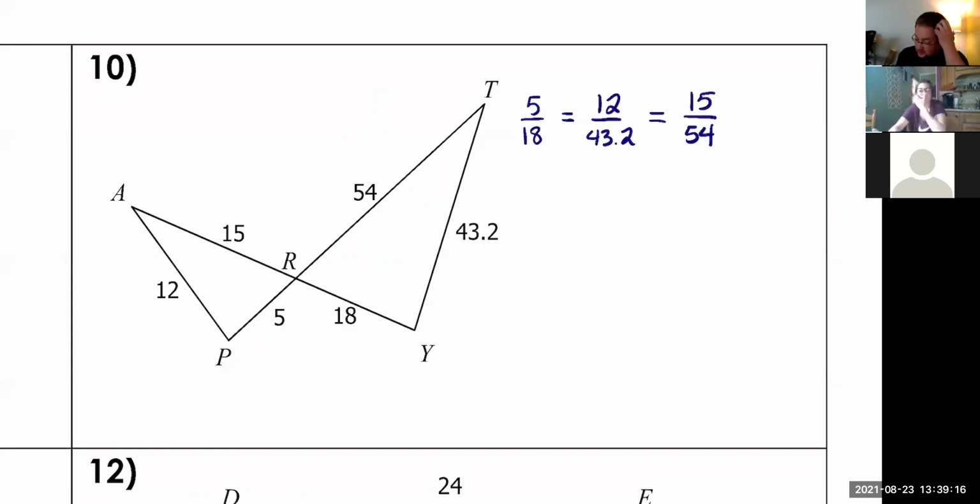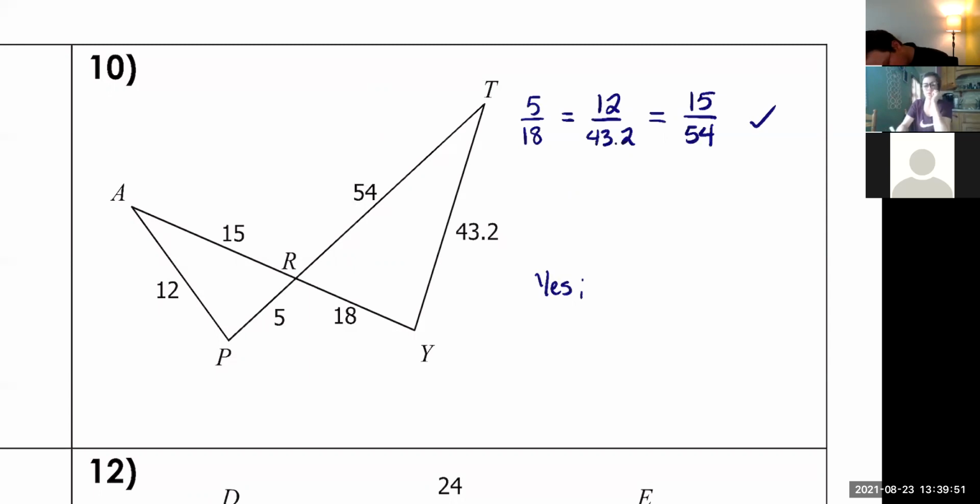Now, if you were to sit there and crunch those numbers, 5 divided by 18 is 0.27, and the 7 repeats. 12 divided by 43.2, 0.27 with the 7 repeating. 15 divided by 54, same exact thing. So even though the fractions themselves don't look friendly, they do all in fact equal the same thing. So we say yes.